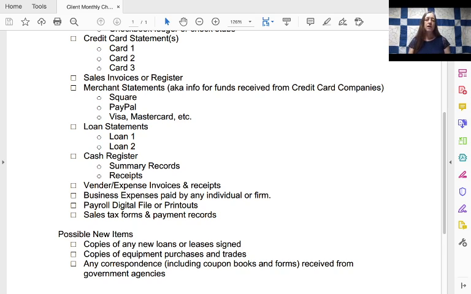But in that cash register, you should be keeping all the receipts or have a register of an actual physical paper register that you're writing all those income and expenses out of so your bookkeeper can reconcile that information in your accounting software.